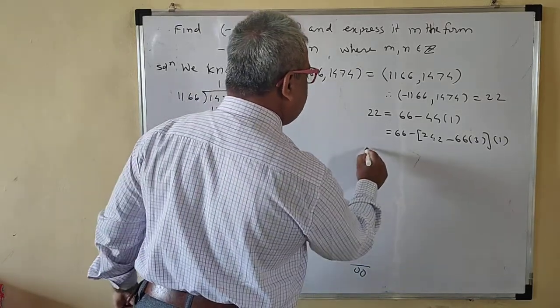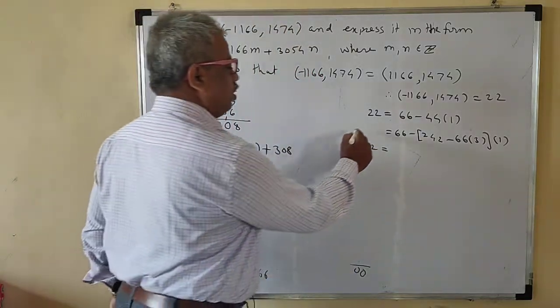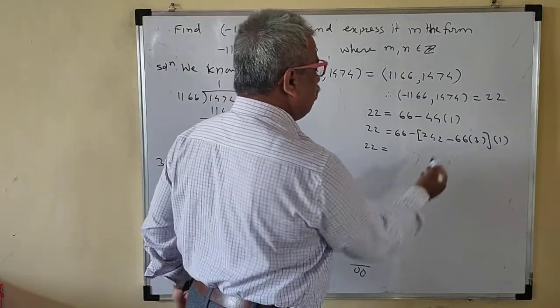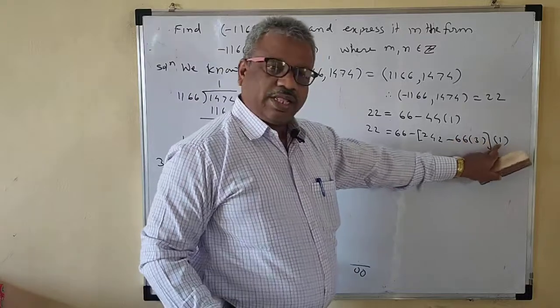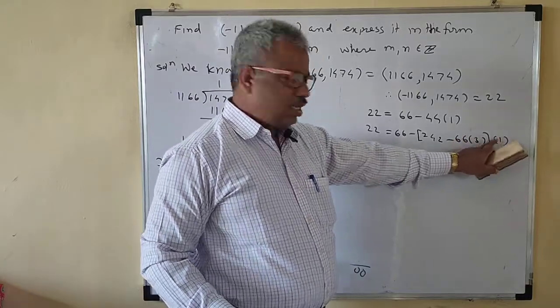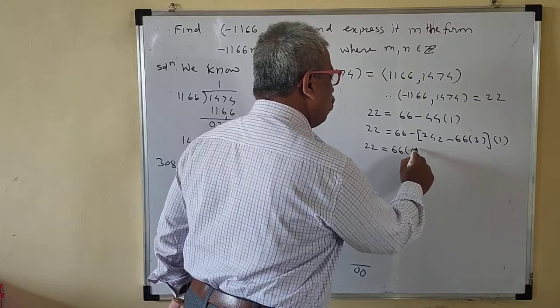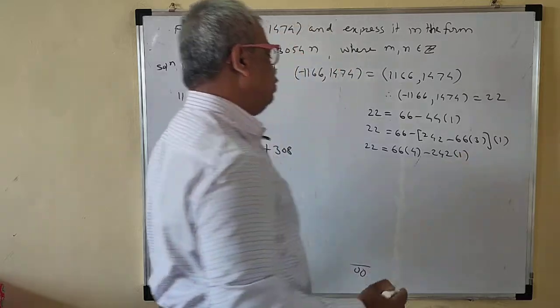So here 22. Just simplify this. 22 is equal to 66, how many 66? This minus minus becomes plus. So 3 into 1 is 3, and this 1 is here. That means this is 66 into 4 minus 242 into 1 now.